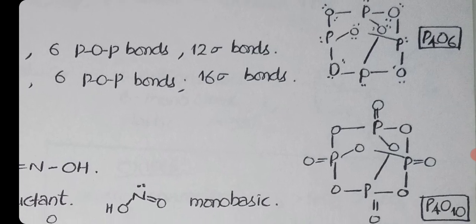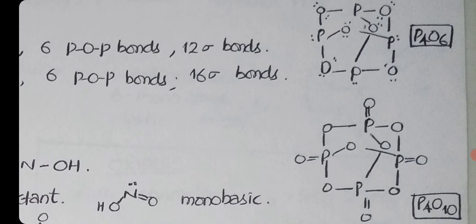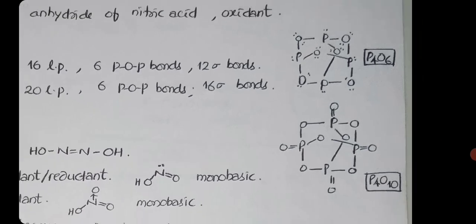You can see the structures here. In the P4O6 and P4O10 structures, there is no P-P bond. All bonds are P-O-P bonds only. In NCERT, you can see double bonds are generally mentioned as single bonds only, like dative bonds and all.